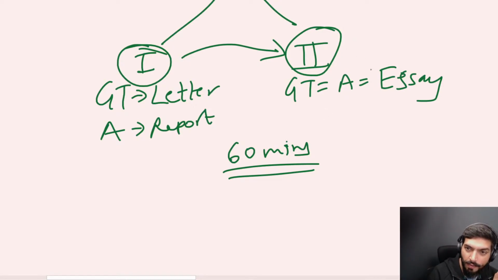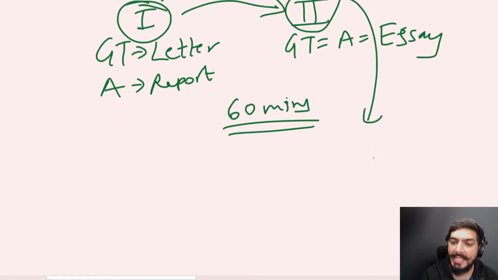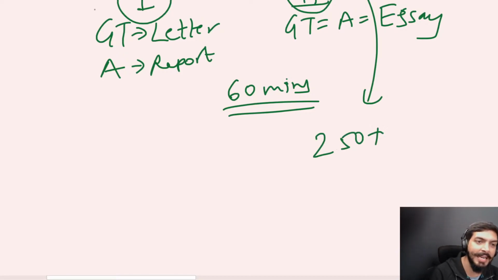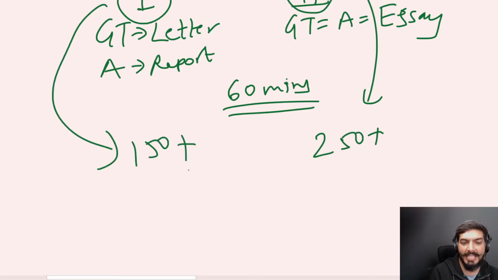Now, why do we always go for part 2 first? Because the weightage is a little bit more towards part 2, because the number of words is more in part 2 as well. That is essay writing. In letter writing, the weightage is low because we have fewer words.